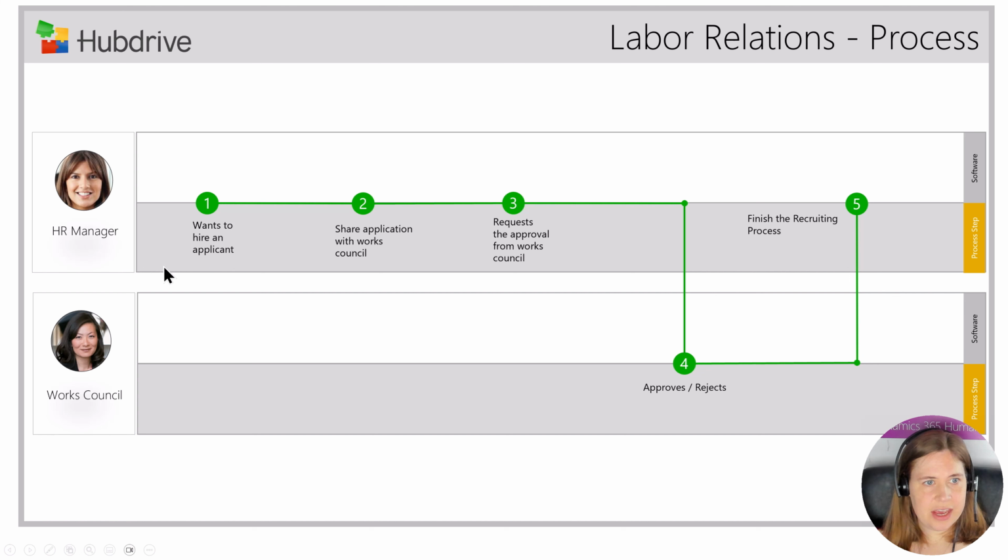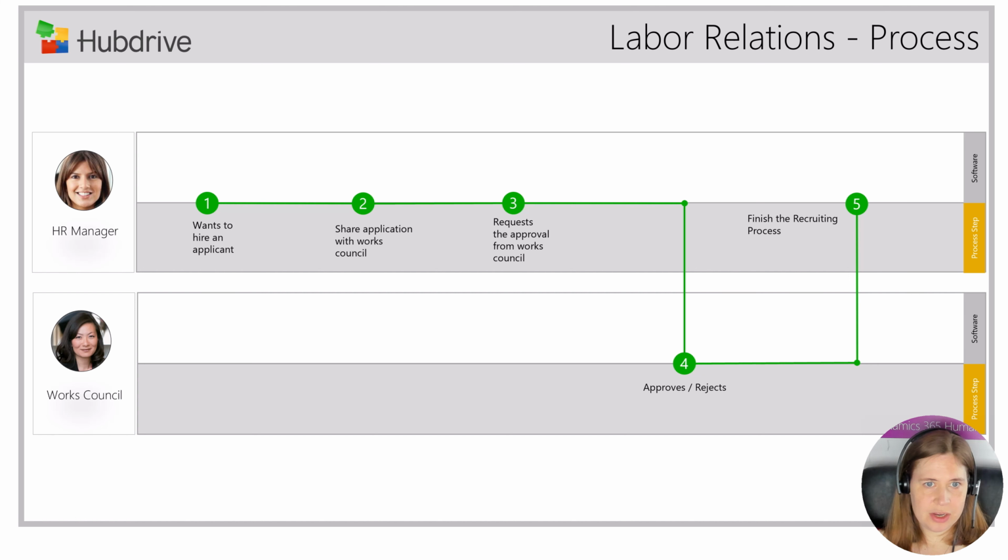Let's say the HR manager wants to hire an applicant. They can easily share the application with the Works Council by just clicking on a button and request approval from the Works Council. The Works Council can see the application, approve or reject, and the HR manager immediately gets that feedback and can finish the recruiting process.